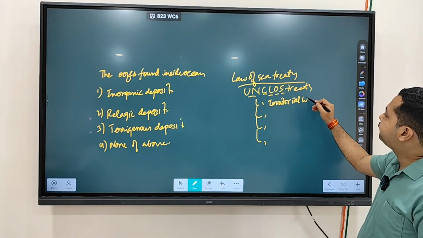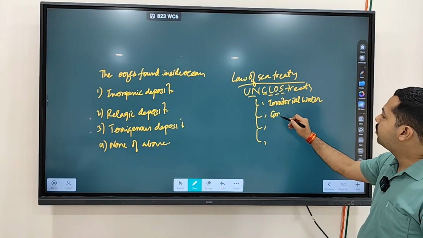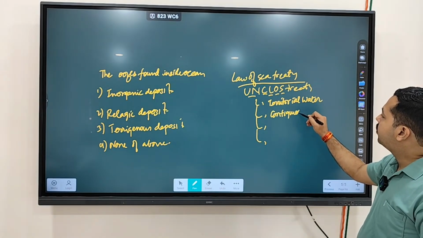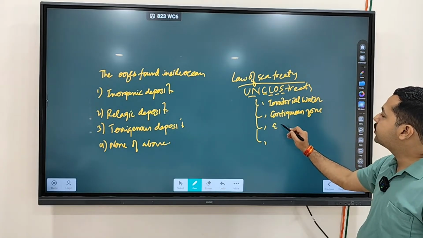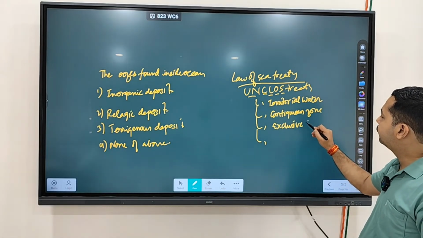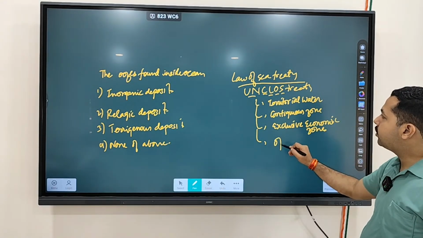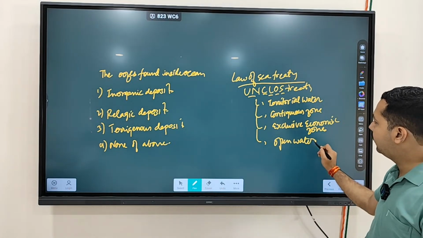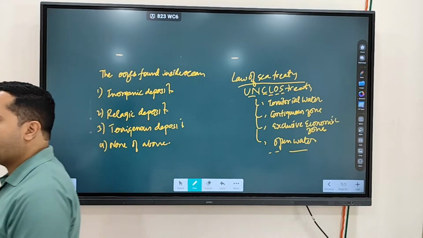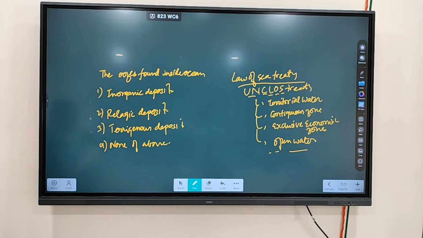Territorial water, contiguous zone, exclusive economic zone, and lastly you have the concept of open water. Clear? So as per the UNCLOS treaty, you have these concepts. One is territorial water, another is the contiguous zone, third is the exclusive economic zone, and the fourth is the open water concept. Any doubt regarding this one? So these four you have to keep in mind.